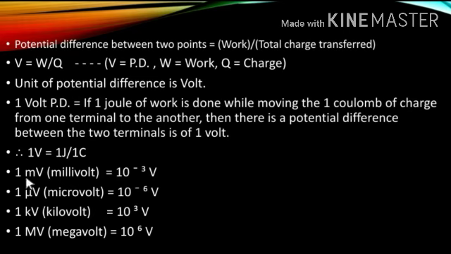The smaller amounts of potential differences are calculated like this. 1 millivolt, milli means thousandth part of a volt, therefore 1 millivolt is equal to 10 raised to minus 3 volt. 1 microvolt, thousandth part of a millivolt, therefore is equal to 10 raised to minus 6 volt. 1 kilovolt means 1000 volt, equal to 10 raised to 3 volt, and 1 megavolt is 10 raised to 6 volt.